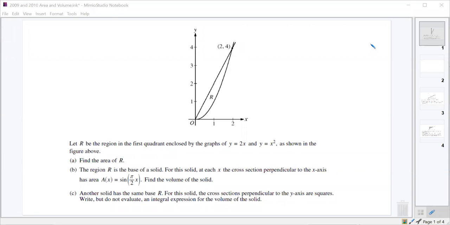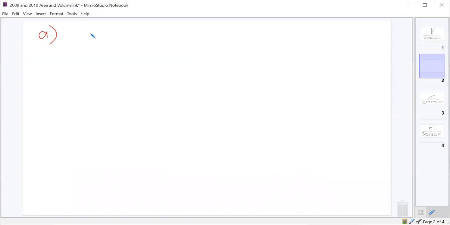So we've got the region between 2x, the linear function here, and x squared, which is the parabolic function. And part A of this, which is the 2009 free response, is to find the area of that region. To find the area of a region, all we have to do is take the upper function, subtract the lower function. And since we're doing it in terms of x, we'll integrate from 0 to x equals 2. So the upper function is the linear, the lower function is the parabolic. So we'll integrate 0 to 2 of 2x minus x squared dx.